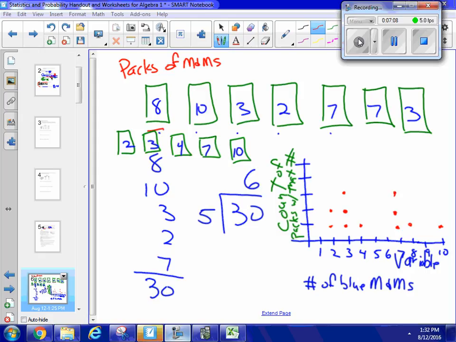So I'm kind of developing this graphical way of looking at the data, and this is called a dot plot, because I'm plotting dots. A dot plot. And generally speaking, on the x-axis is the variable that you're looking for, and the y-axis is simply the count of that variable. So my variable was number of blue M&Ms, and I had 2 packs that had 2. I had 3 packs that had 3 blue M&Ms. I had 1 pack that had 4 blue M&Ms, like that.